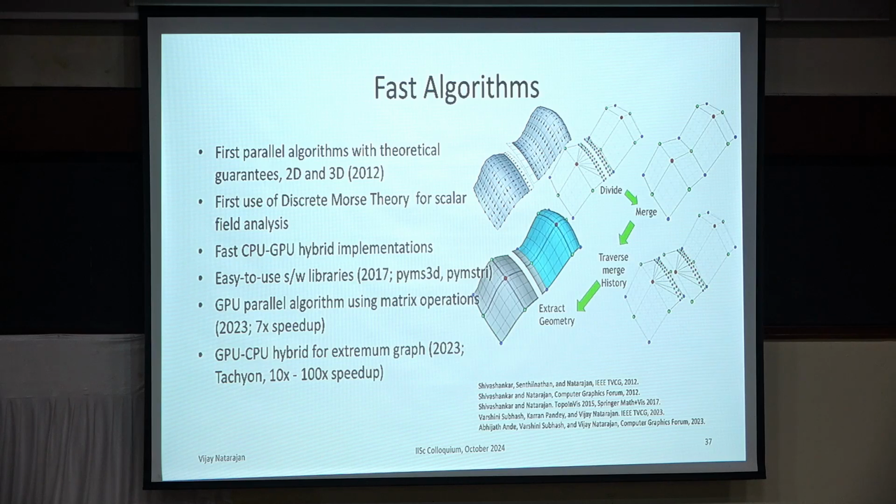We also looked at application-specific needs. So the entire Morse-Smale complex was not always required. We often needed a subset. One such subset is called the extremum graph, and we recognized the need for computing such a graph, and we could compute that using a specialized algorithm. So that was more recent work from a couple of years ago.